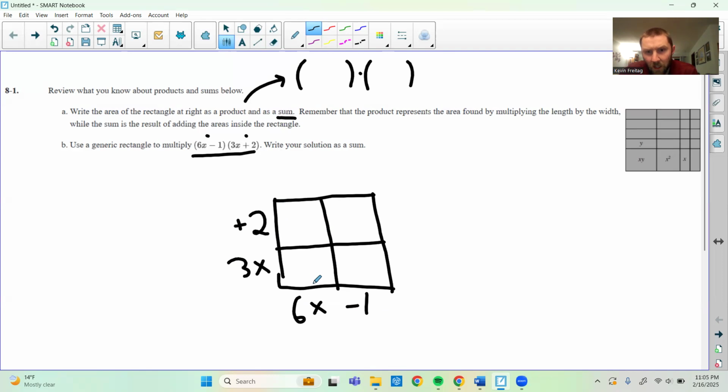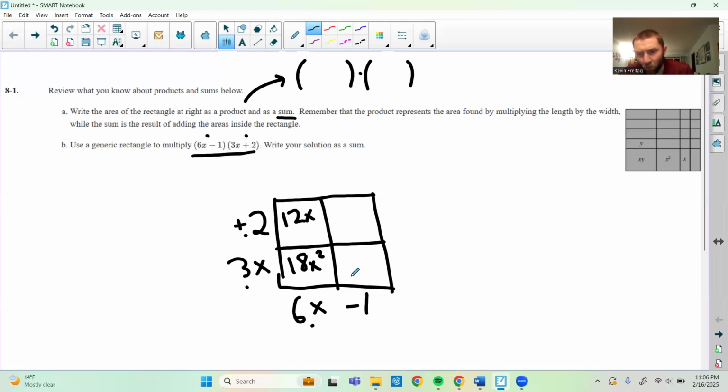Okay, now to fill in each of these boxes, I simply take the dimensions of the squares of these boxes and multiply them together, right? So the bottom left square here is 3x times 6x. 3 times 6 is 18, and x times x is x squared, okay? 18x squared, 3x times 6x. If I go up to this top left box, I have 6x being multiplied now just by 2. 6x times 2, 6 times 2 would make 12x.